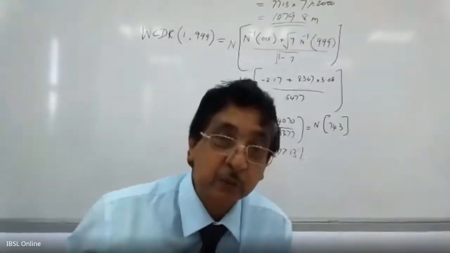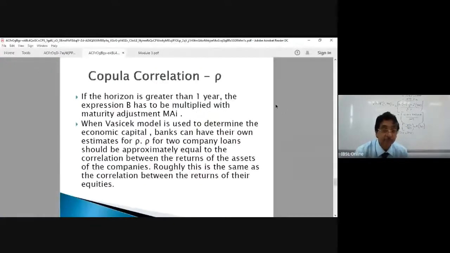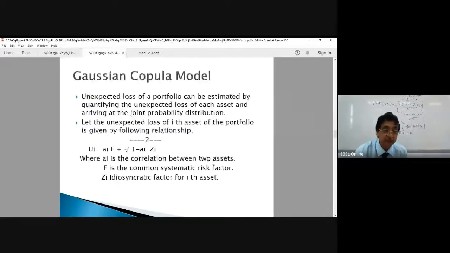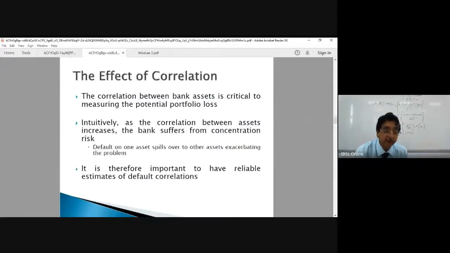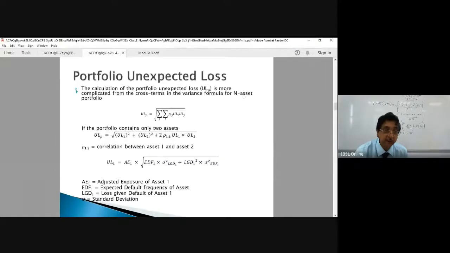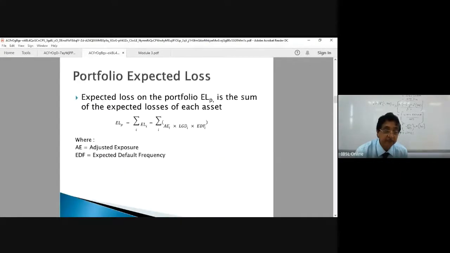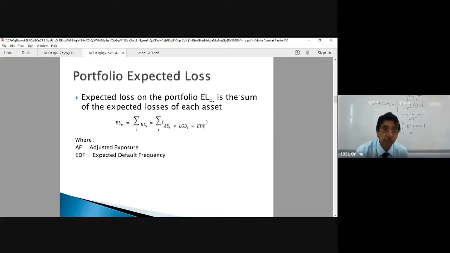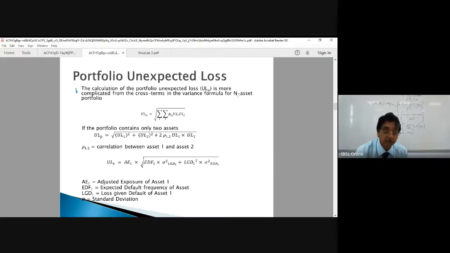Right. Now just look at this presentation. Before coming to the first case default rates and all, we got into a slide where you can calculate the unexpected loss of a loan. That's an individual one. Portfolio unexpected loss. Before going into the portfolio, you need to see how you can get the individual loan's unexpected loss.